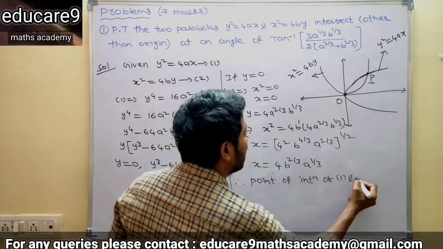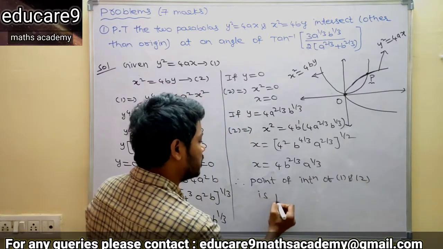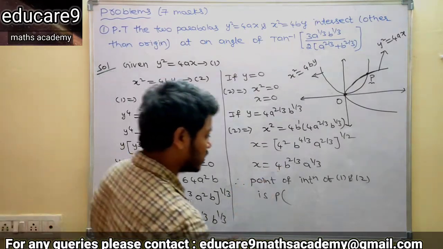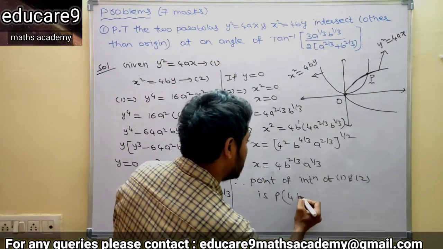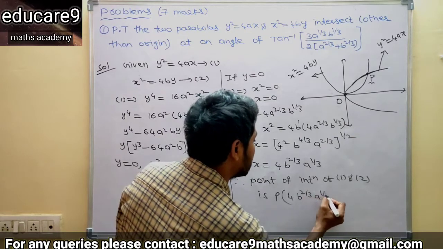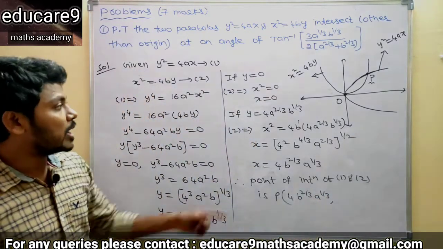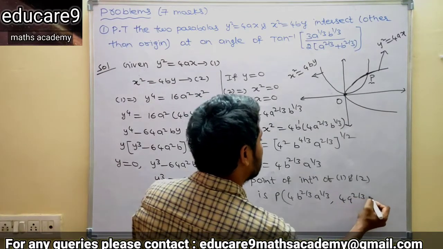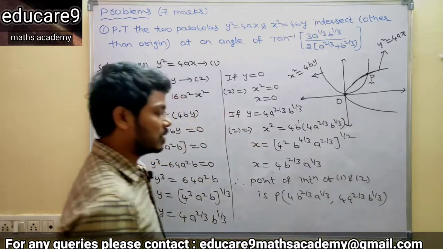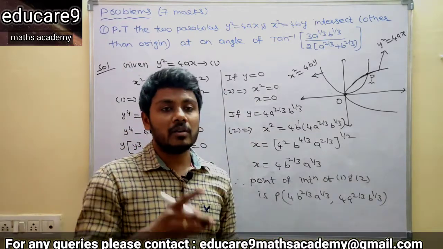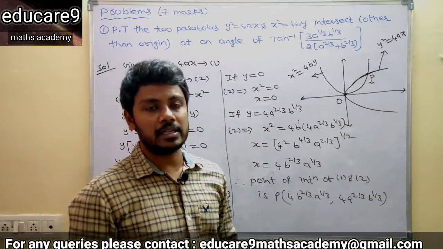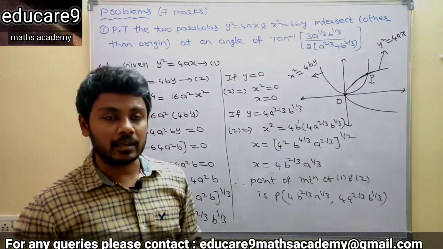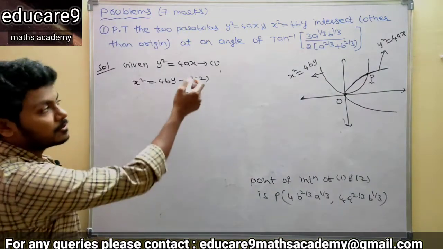Therefore the point of intersection of 1 and 2 is P(x, y). So what is x value? This one, 4b power 2 by 3 a power 1 by 3, comma y value, this one, 4 a power 2 by 3 b power 1 by 3. So using this point you can find the slope of the tangent at point P to the first curve and second curve.